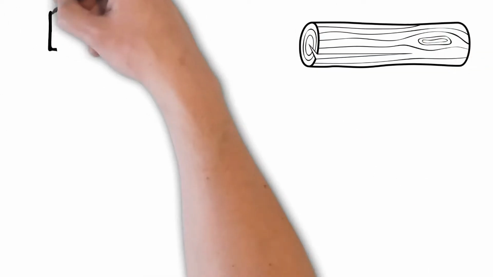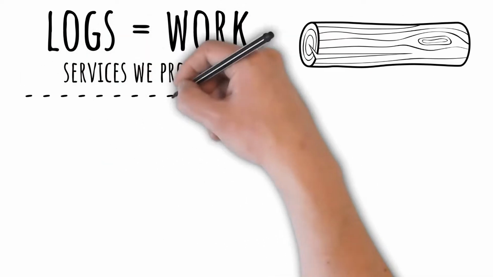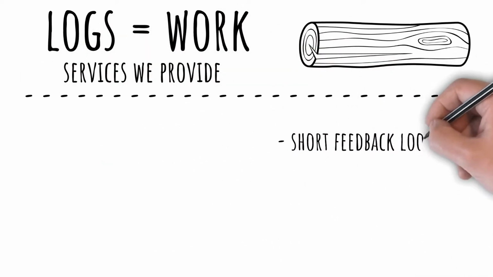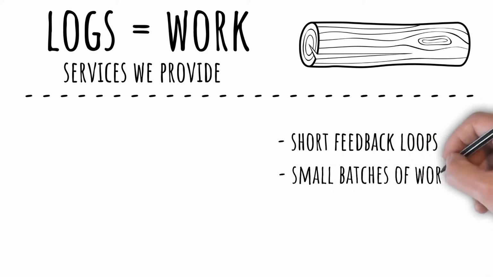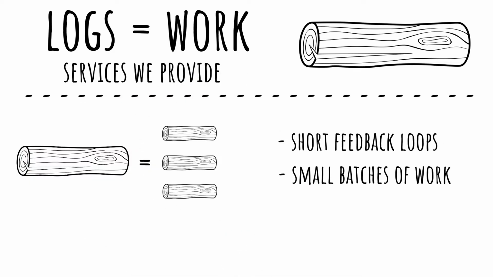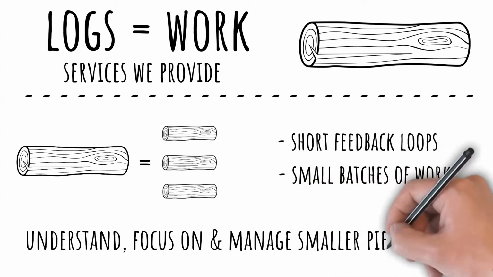The logs are the work we do. We build software. We turn raw steel into car parts. We provide tech services to our clients. To increase flow, we should have short feedback loops that help us build quality in. We should have small batches of work because just like shorter logs tend to get stuck fewer times as they float down the river, we can understand, focus on, and manage smaller pieces of work better.